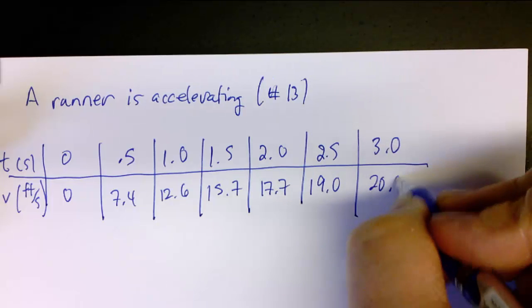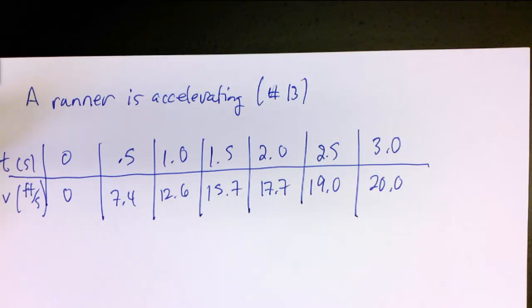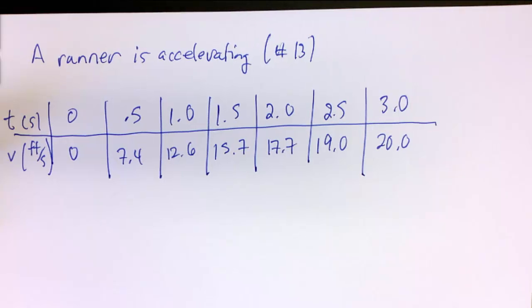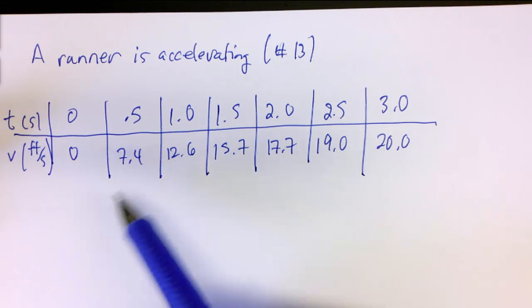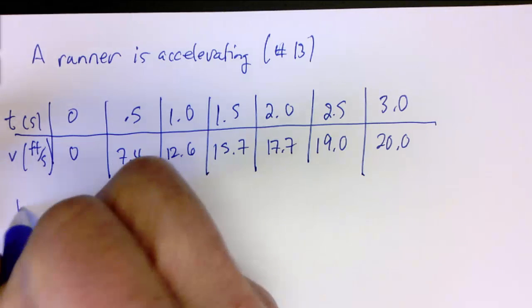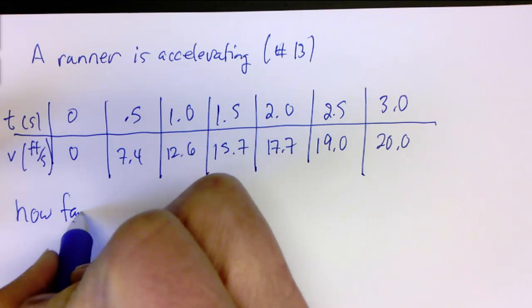So we have some snapshots of her velocity. I mean, we use a radar gun to get those. All right. Now what I want to do is approximate how far she actually traveled during this first 3 seconds. And we're going to get an upper estimate and a lower estimate. So how far did she go?